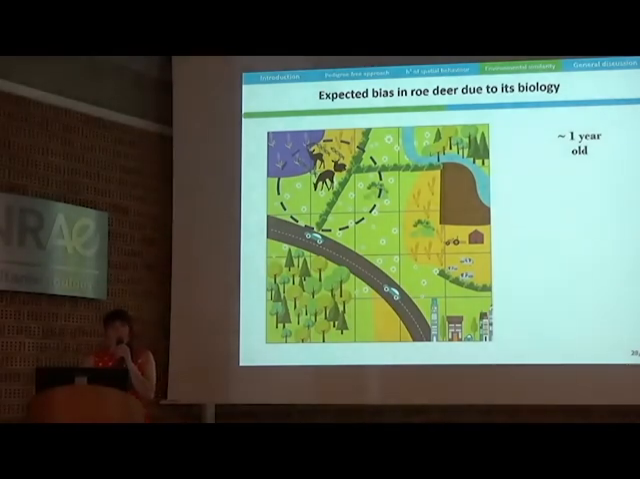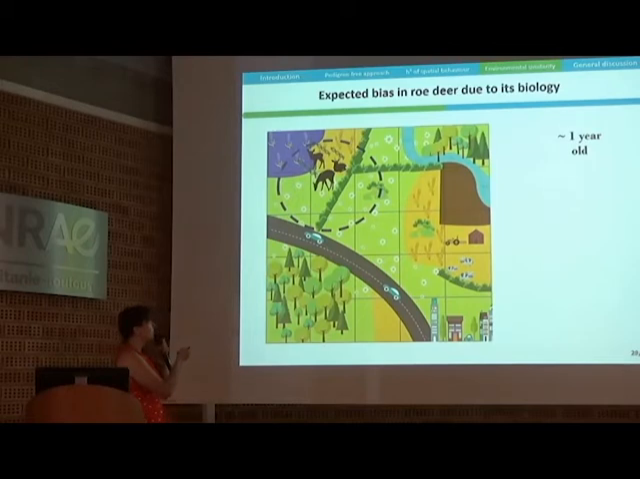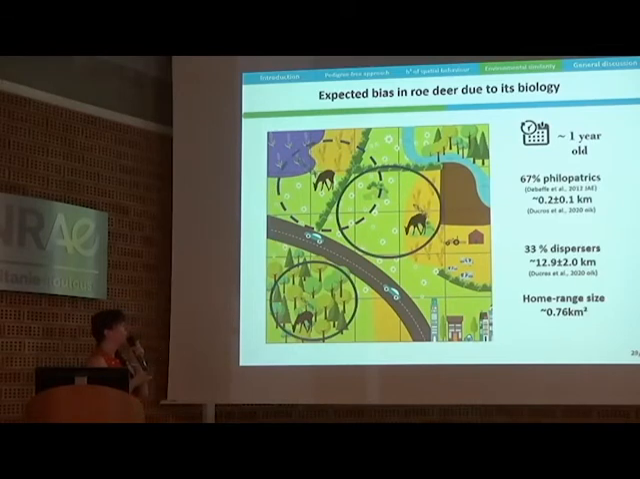And this might be particularly the case due to the roe deer biology. For example, we know that juveniles are going to stay 1 year with their mothers, and at the age of nearly one, only one-third of individuals are going to disperse and go away from their mothers, while the other two-thirds are going to stay nearby. So we should have a maternal effect, but we should also have a shared environment among individuals.